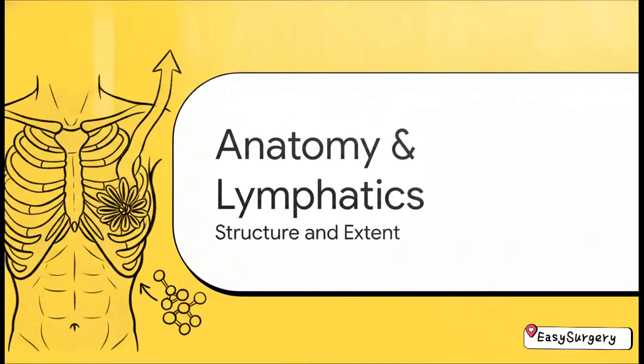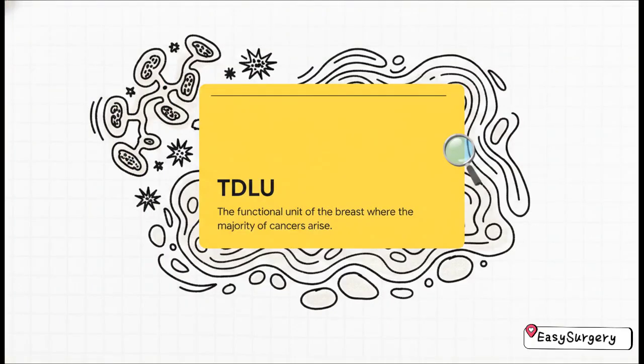Fundamentally, the breast is just a modified sweat gland. It's supported by some pretty vital surrounding structures, and some of those even extend all the way up into the armpit, which is known as the tail of Spence. Now, we need to zoom in microscopically to what we call the functional unit of the breast. This is the TDLU, or terminal duct lobular unit. This little structure is absolutely crucial.